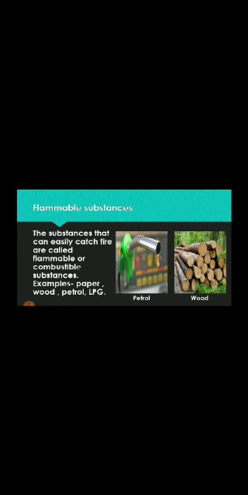Now flammable substances. The substances that can easily catch fire are called flammable substances or combustible substances. Students, here you can see the examples of paper, wood, petrol. You can see the picture of petrol and the wood. All these are flammable substances. They catch fire very easily.